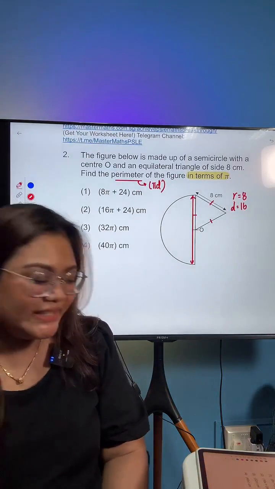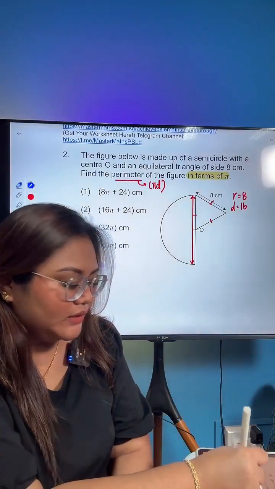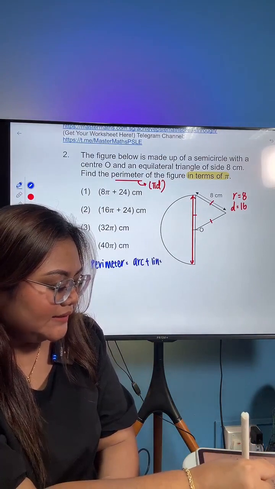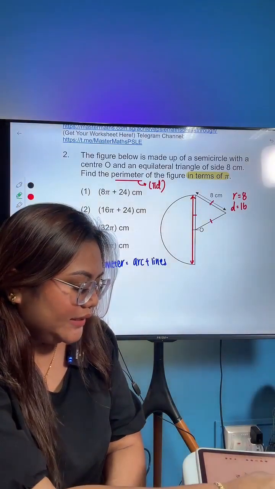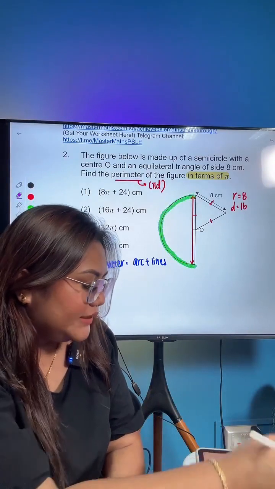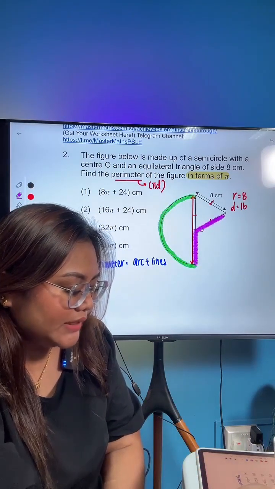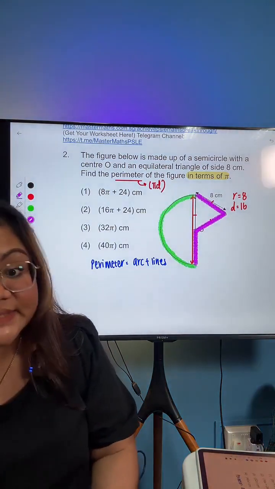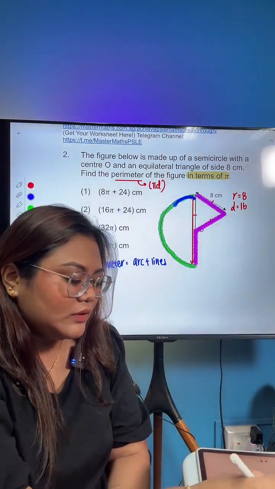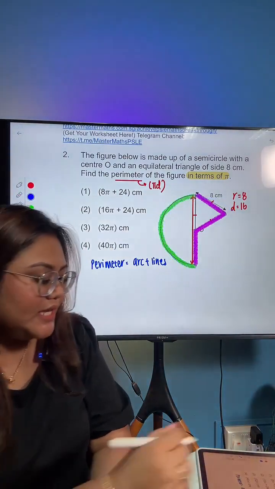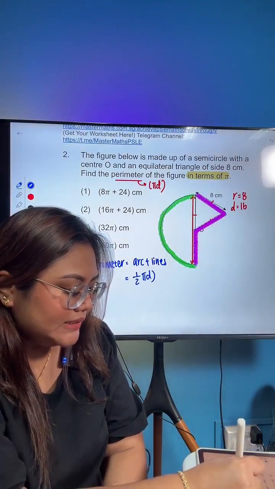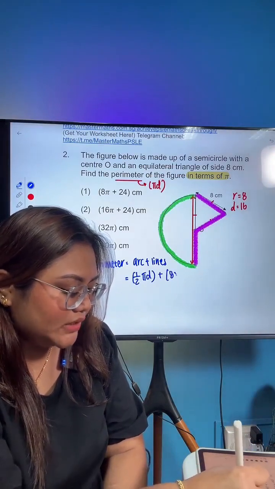Okay? Alright. So with that, if we want to find the perimeter, perimeter would just be the arc plus the lines. So where is the arc? Where are the lines? The arc is here. And the lines are basically the straight lines that make up the outlines of the figure. So how many straight lines do we see? That will be 3. 3 sets of 8. Pi d is the formula to find the circumference of a circle. So the circumference of a circle, the outline of a circle, is pi d. If we want half of it, that would just be half pi d. So the arc is half pi d. And the lines is 8 times 3.